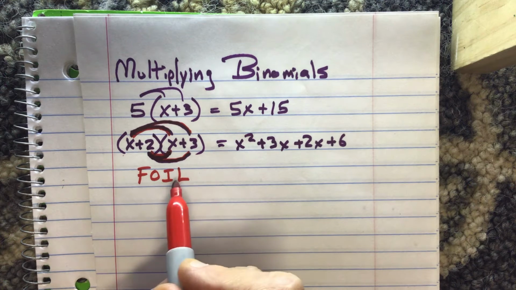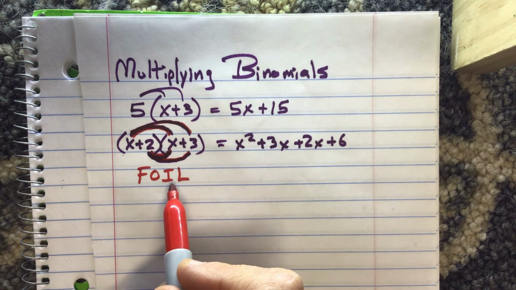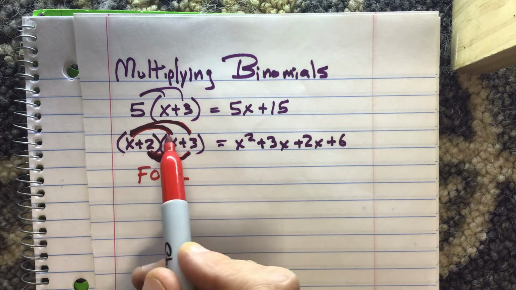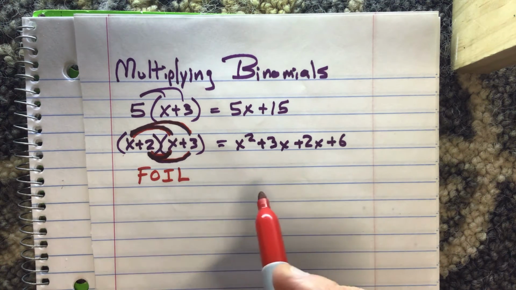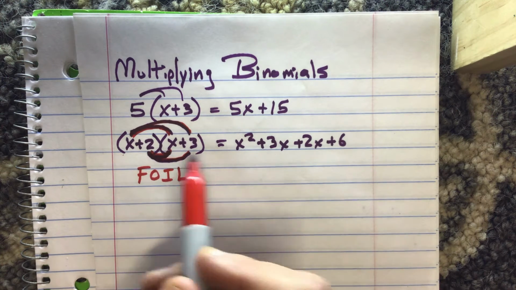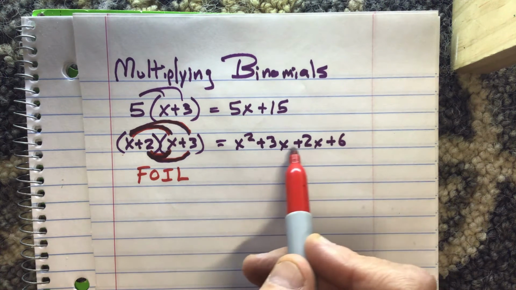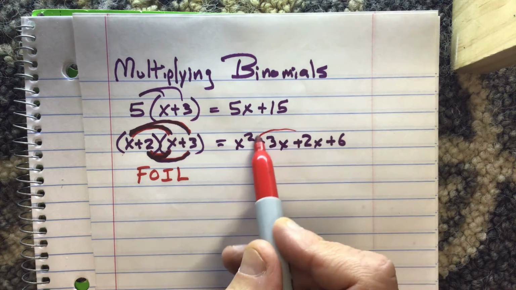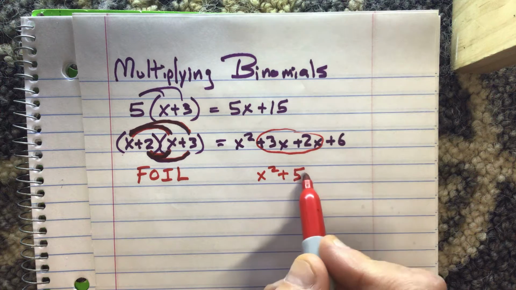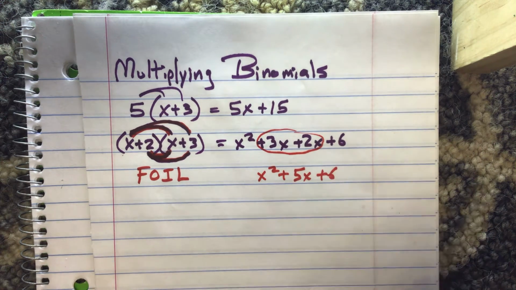You don't need to know that. It's often referred to as the FOIL method, but you're just distributing each of these two terms. So that's all this is, a distributive method. What ends up happening when you have a binomial times a binomial like this is these two middle terms are like terms, so they can be combined into one term, and you end up with x squared plus 5x plus 6.